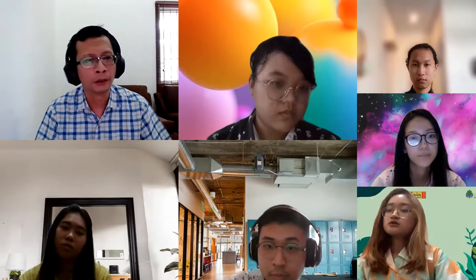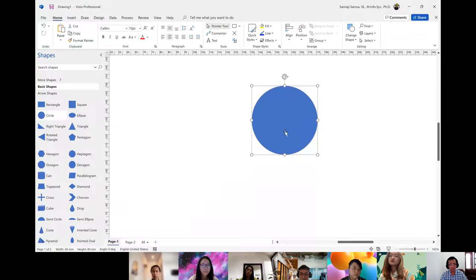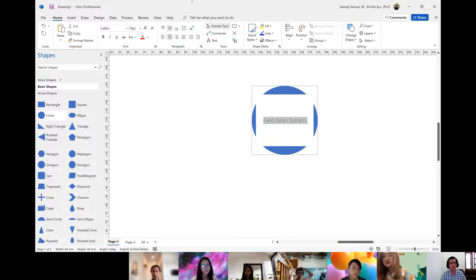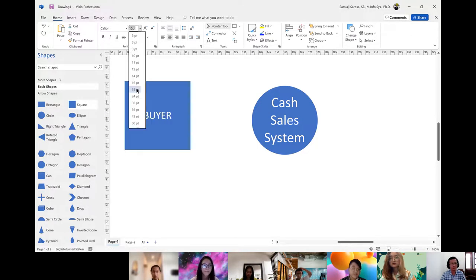Okay, so first, if we draw a data flow diagram, we draw what the system is first. So say, cash sales system. Okay. What are the parties that are involved? Buyer or customer, right? Okay, good. Buyer or customer.